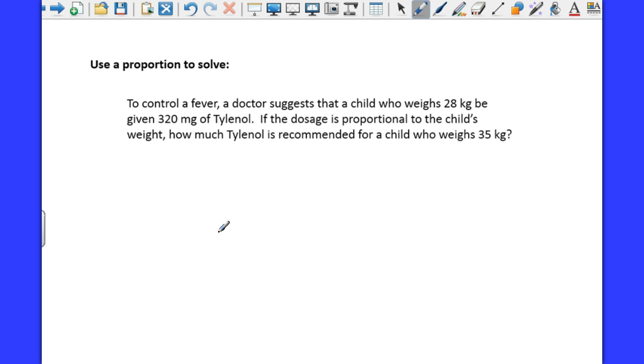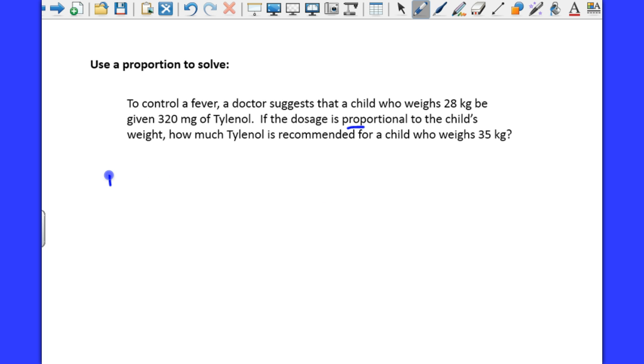Okay, go down the page there for you. To control a fever, a doctor suggests that a child who weighs 28 kilograms be given 320 milligrams of Tylenol. If that dosage is proportional, they tell us that, to the child's weight, how much of the Tylenol is recommended for a child that weighs 35 kilograms?